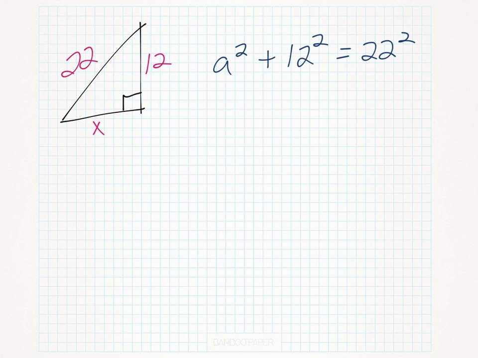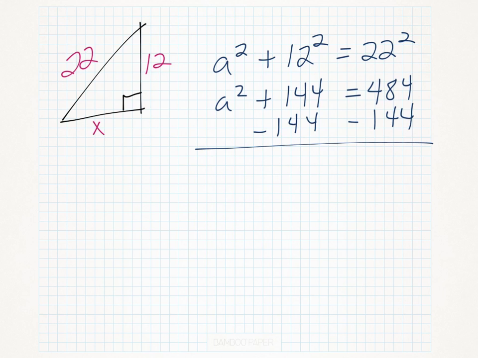But I can only do that for the two legs. I can't do that for the hypotenuse. The hypotenuse has to be by itself on the other side of the equation. So here I've gone and squared the numbers. And in order to get a by itself, I have to subtract 144 from both sides. That'll give me a value of a squared equals 340. And just like the previous problem, I have to take the square root of a squared and the square root of 340 in order to find out what the value of a is.